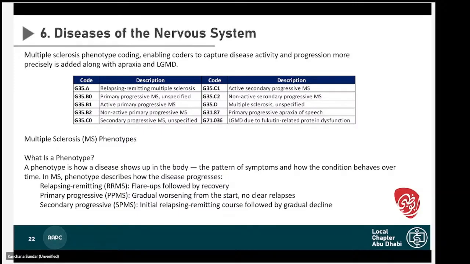So these are the specific phenotypes available for you to check in the documents to code multiple sclerosis appropriately. Just to have a little more information on what is relapsing and remitting, it is a flare-up followed by recovery. It is a characteristic state of multiple sclerosis. Primary progressive is gradual worsening from the start and no clear relapses identified. Secondary progressive is initially relapsing and remitting, and the course is followed by a gradual decline. So this is the meaning of relapsing remitting, primary progressive, secondary progressive.